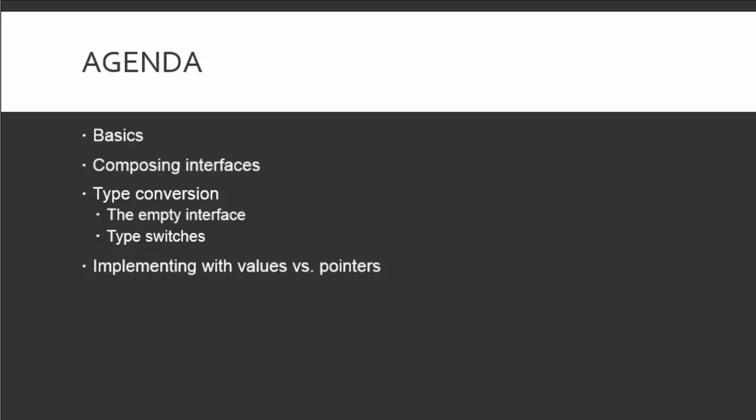Then we'll talk about how to implement interfaces, and there's actually two different ways that you can do that. One is by implementing with a value type, and one is by implementing with a pointer. And we'll talk about some of the subtle differences that you're going to run into as you implement interfaces with these two different types. And then finally, we're going to talk about some best practices that have been discovered over the last few years of working with the Go language about how to use interfaces in your actual production applications. Okay, so let's get started by learning the basics of using interfaces in Go.